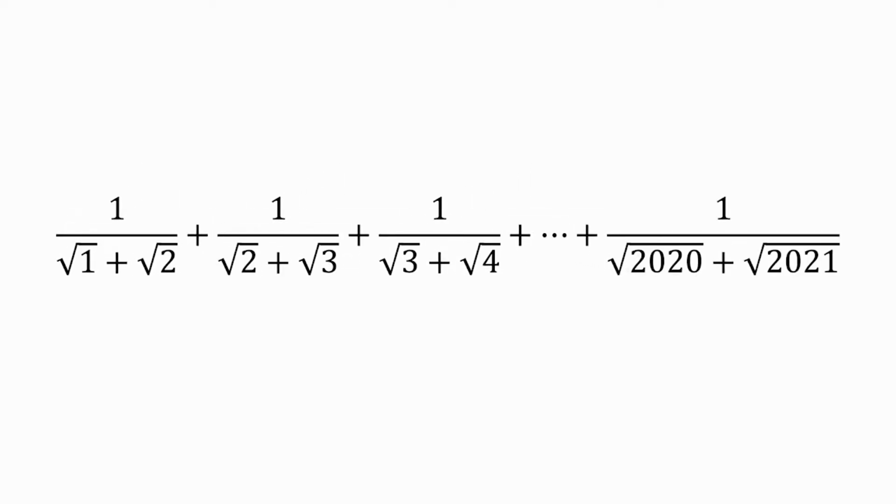And now let's keep going, repeating this process 2,020 times, finishing with the last term equal to 1 over the square root of 2020 plus the square root of 2021. The question is, what does this monster expression simplify to? Before I reveal the solution, pause the video and see if you can find the trick that simplifies this expression almost instantly.